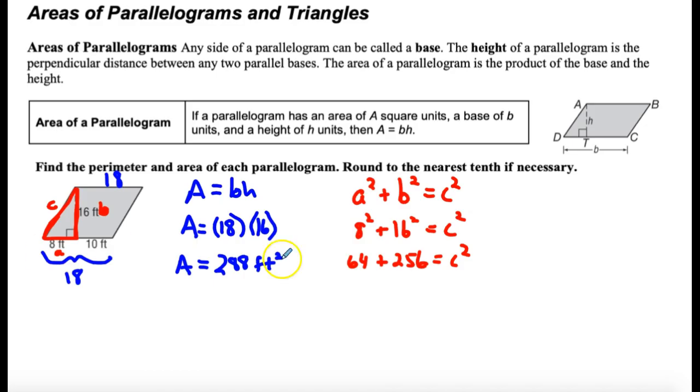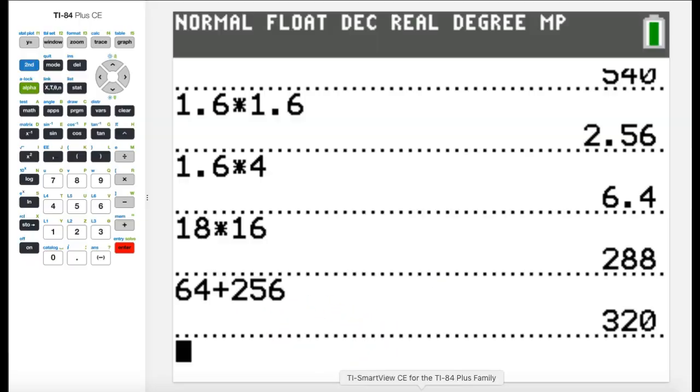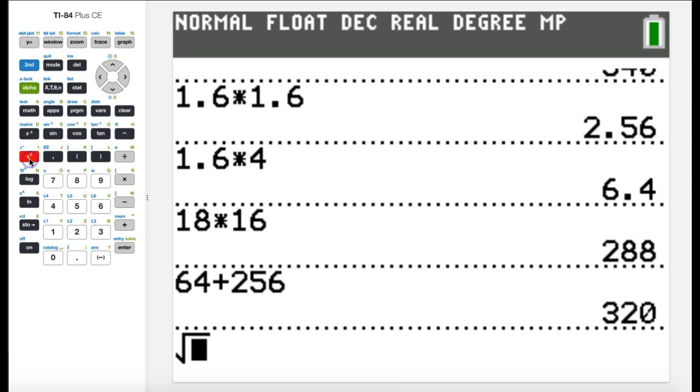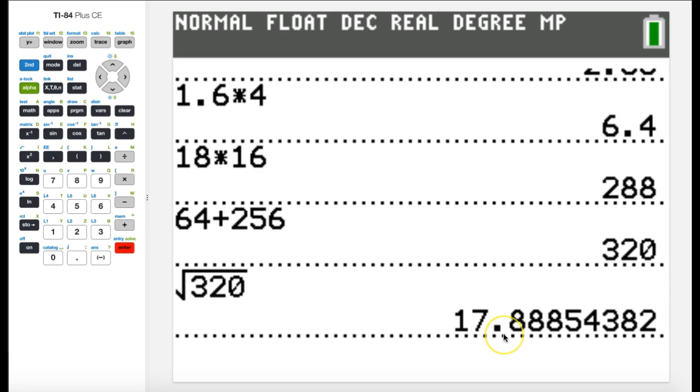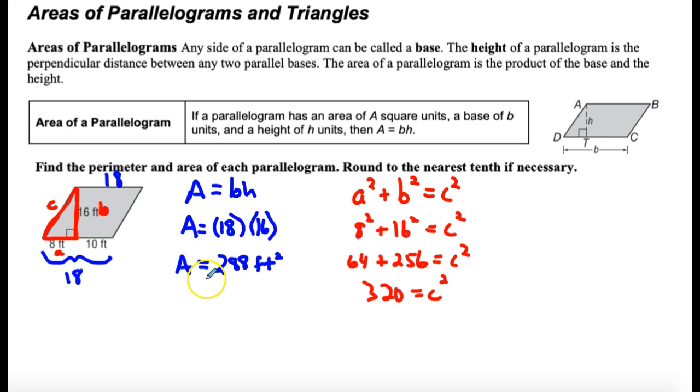So we get that c squared is 320. Then to get c, I need to take the square root. So second that button, 320, gets me that my missing side is 17.888. Everything we've done is rounding to the nearest tenth, so this would be 17.9 rounded to the nearest tenth. So this missing side here is 17.9.